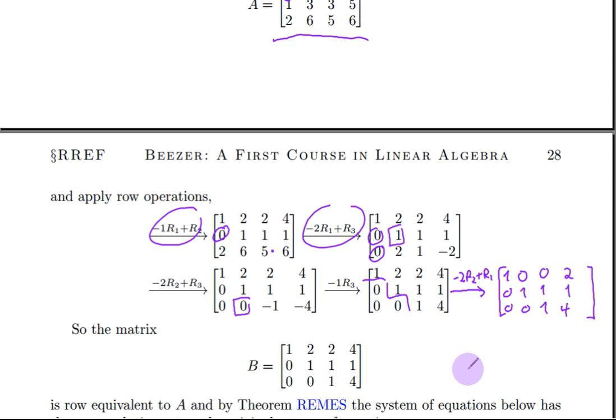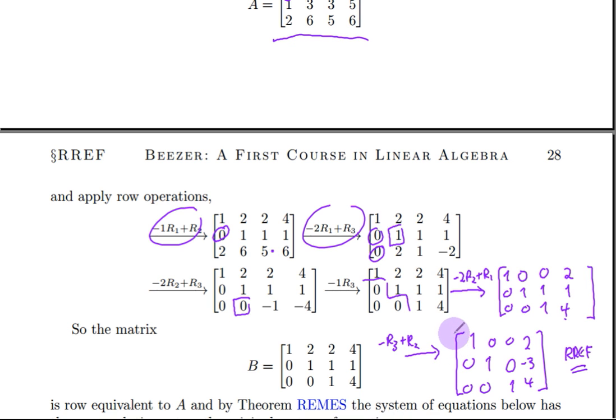And then the last thing I would have to do is take -R3 plus R2. Now, why did I do that? Because I want to make this one be a 0. And that would give me 1, 0, 0, 2, 0, 1. -1 plus 1 is 0. -4 plus 1 is -3. 0, 0, 1, 4. Okay? And this guy is in reduced row echelon form.